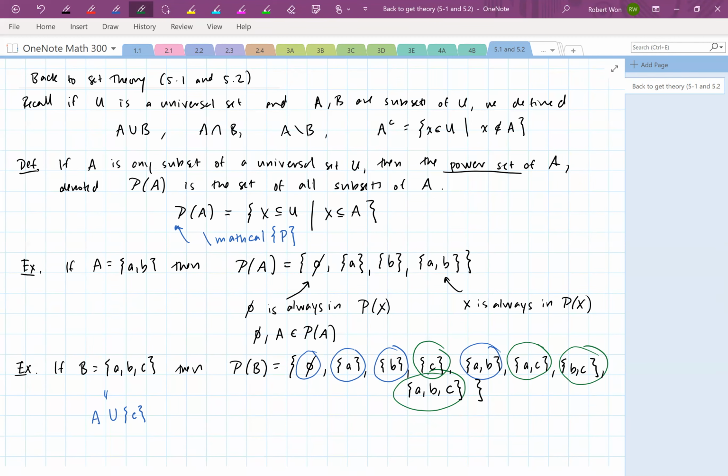Okay, but this was just an illustrative example. We'll learn more about the power set. We'll prove some things, and I'll give you some homework exercises. This is a sort of a fundamental set associated to any set.